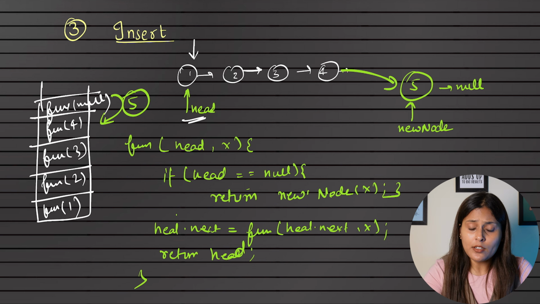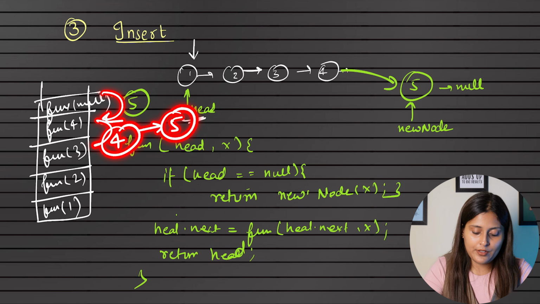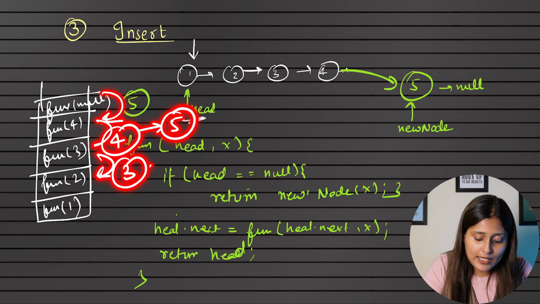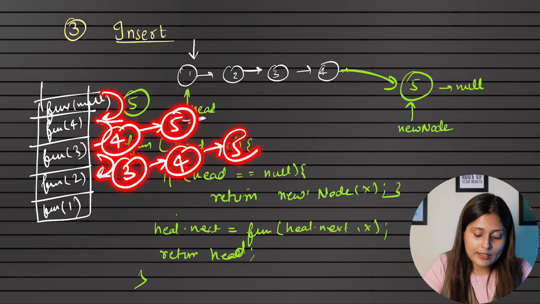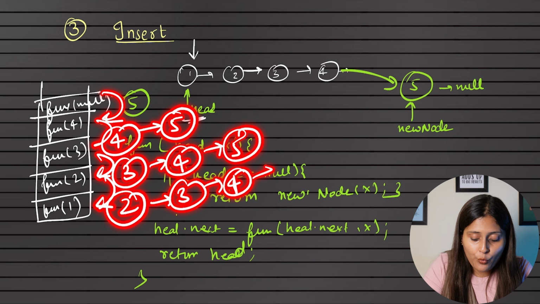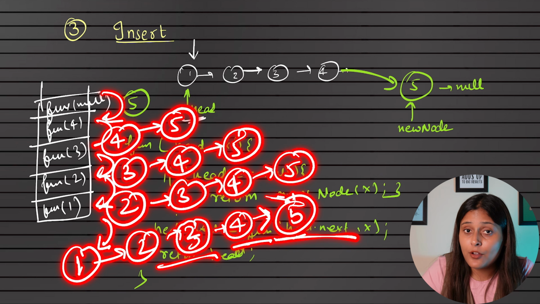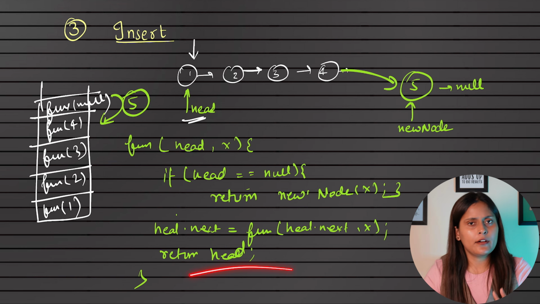Yes. And you're done. You will return 5, you will return 4. 4 means 4 with 5. Now you will return 3 means 3 with 4 with 5. Now you will return 2 means 2 with 3 with 4 and with 5. And now you will return finally head. Now 1 with 2 with 3 with 4 and with 5. So at the end 1 will get returned.